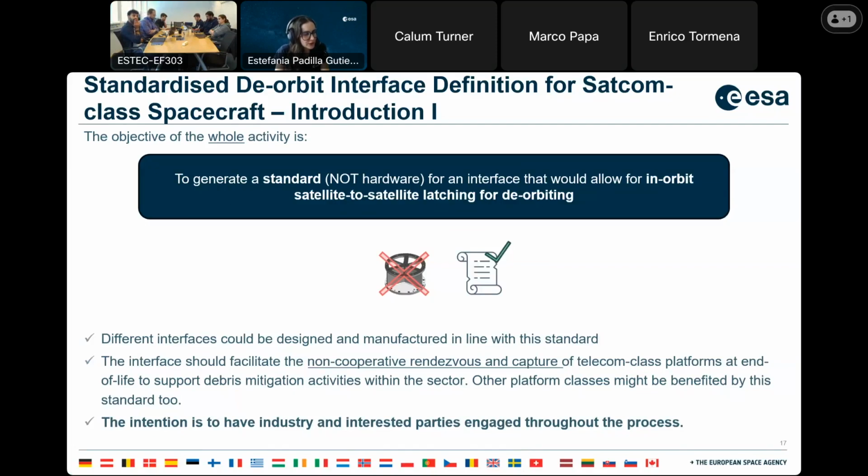So here we try to explain the objective of the whole activity, and as the name says, it is the definition of the interface. So we are not trying to develop or generate a hardware, but we are trying to generate a standard for an interface for in-orbit satellite-to-satellite latching for the deorbiting. And this last part is also important. We are targeting only the service of the deorbiting.